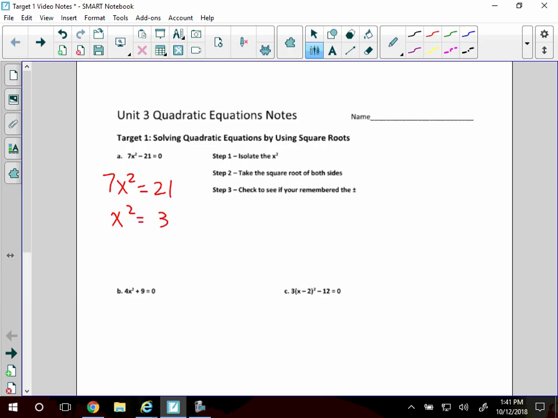Now we're at step 2. We're going to take the square root of both sides. When you take the square root of x squared, you get x. I can't take the square root of 3 and get a nice whole number, so I'm going to leave it under the square root. But remember, you get both a positive answer and a negative answer. So that's why we need the plus or minus symbol.